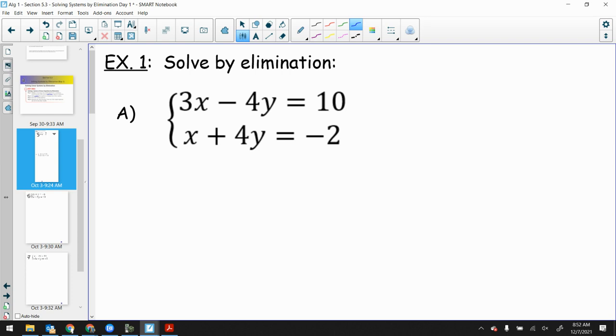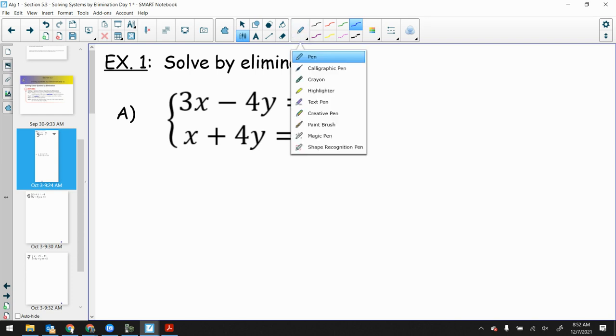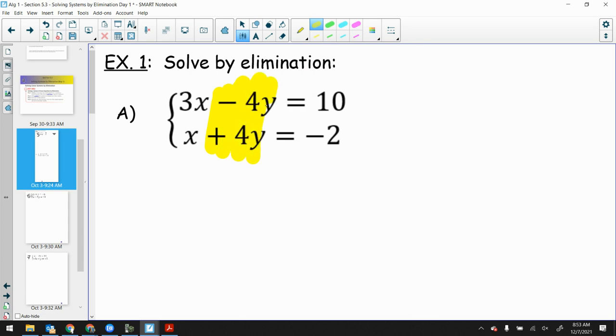Take a look at example A. What do you notice about the y values in example A? Are they exactly the same? No. They are opposites. And that's what you want. Everybody take a look right here, and I'm going to highlight it for you just to emphasize. That is the goal for elimination. That is the key to elimination. If this is not happening, you need to make it happen.